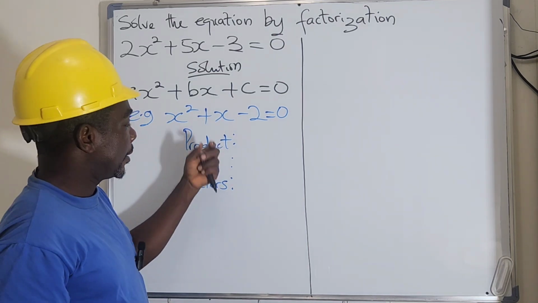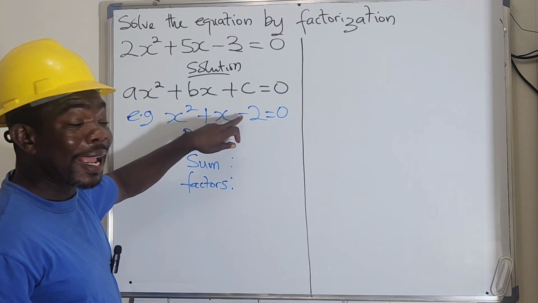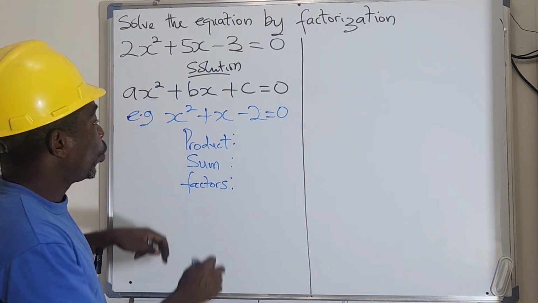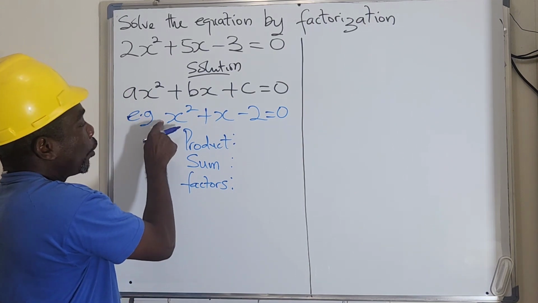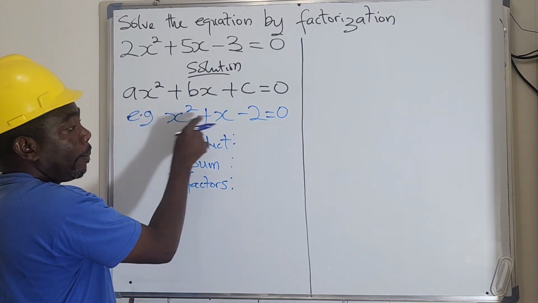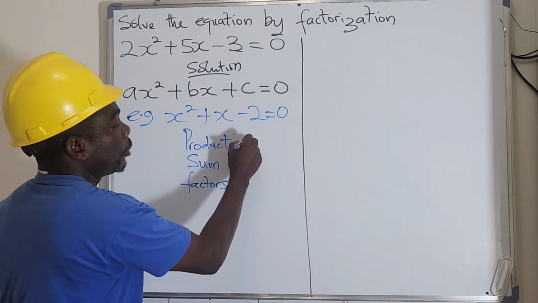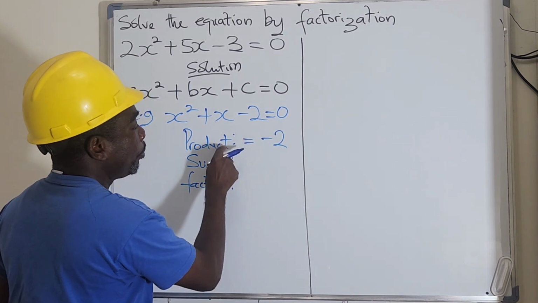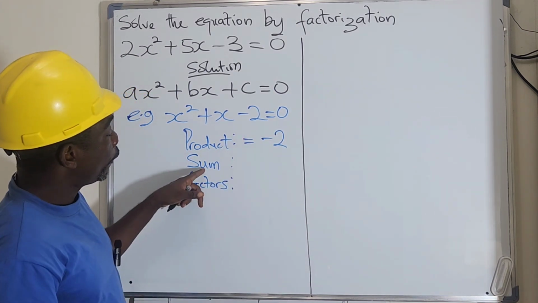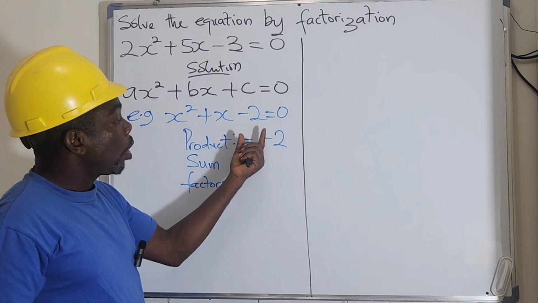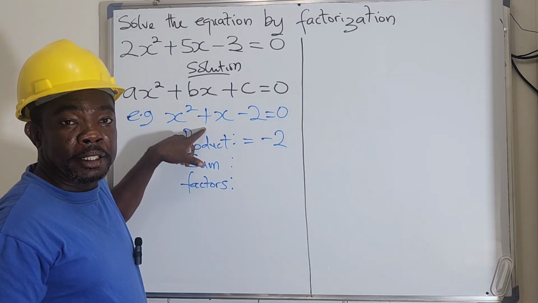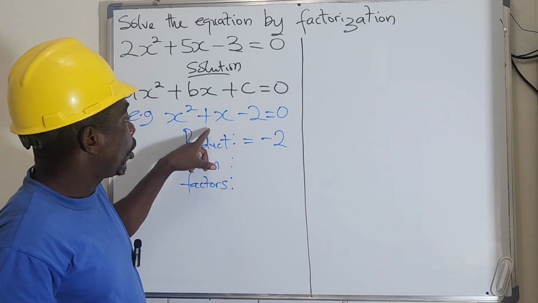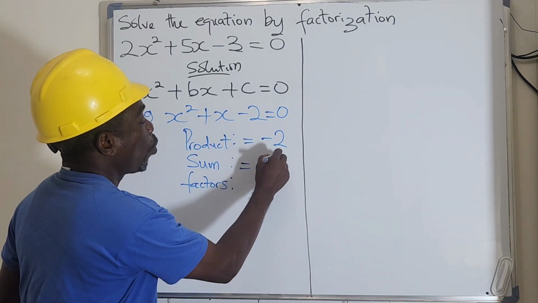Product is always the constant times the coefficient of x squared, which in this case is minus 2 times the coefficient of x squared, which here is 1. Minus 2 times 1 will give us minus 2. So the product here is minus 2. For the sum, it means what are we going to add for us to have the coefficient of x, which is 1? So the sum of this is equal to 1.